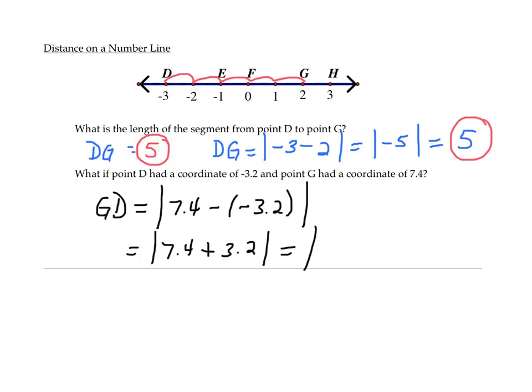We have the absolute value of 10.6. Distance is always positive, so DG would have a length of 10.6. Now I said DG, but remember, we can refer to that line segment as GD or DG.